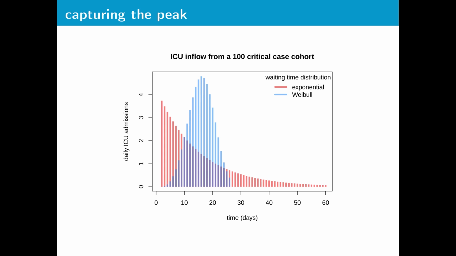When considering short-term dynamics, it is usually a problem to make the assumption of exponentially distributed waiting times. For example, if we assume 100 critical cases infected the same day, a classical ODE approach would lead to an exponentially distributed inflow in ICUs. This is not what is observed in the COVID-19 epidemic, where there is a concentration, a peak of patients admitted usually 2 weeks after the contamination.